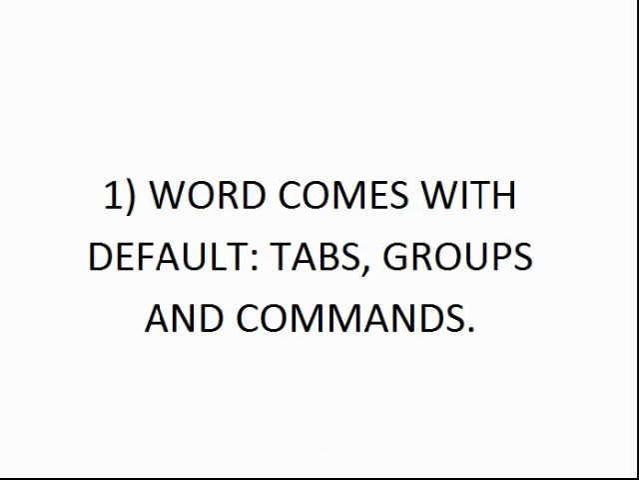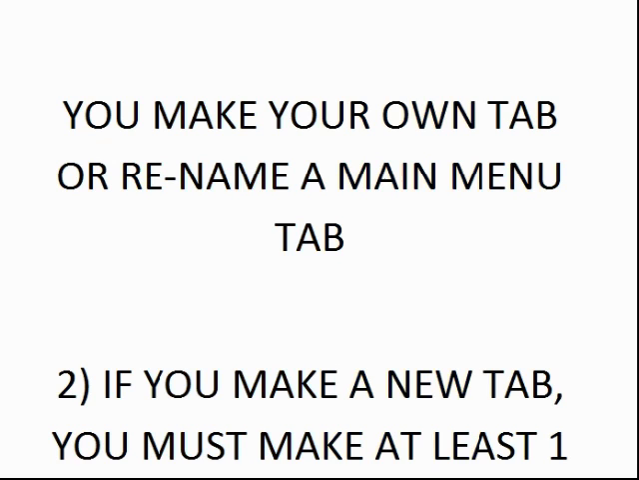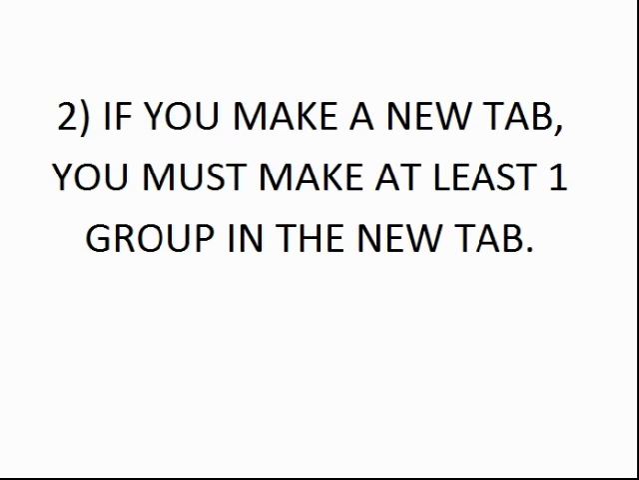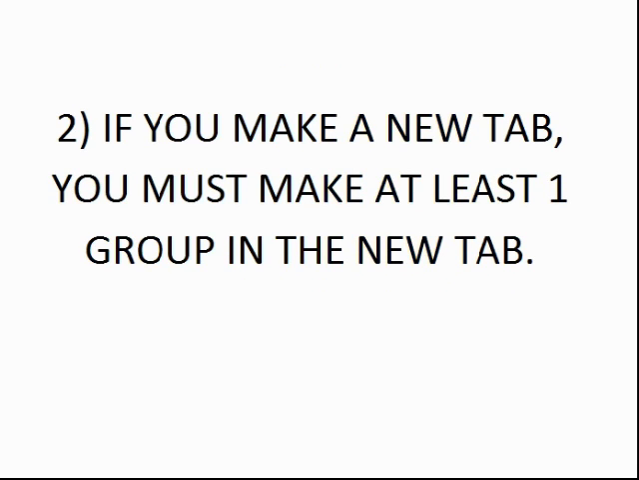Microsoft Word comes with tabs, groups, and commands that are already there after you install the program. We call these the default tabs and the default groups and commands. You can make your own tab or rename a main menu tab. But if you make a new tab, you should know that you must make at least one group in the new tab.